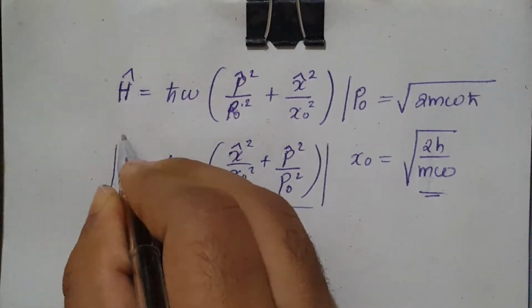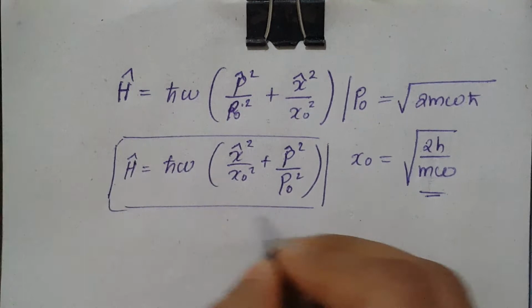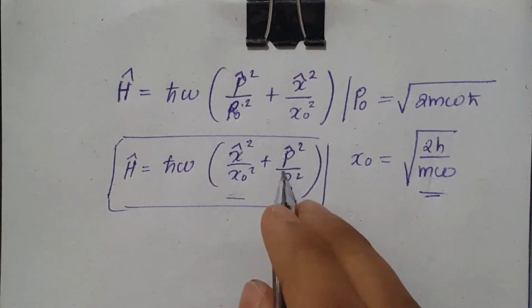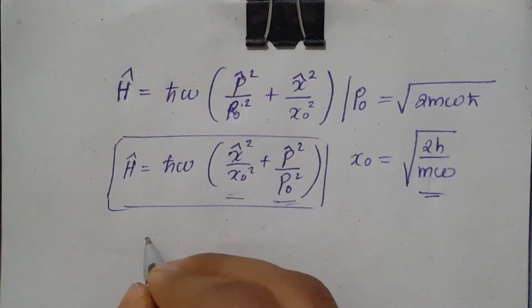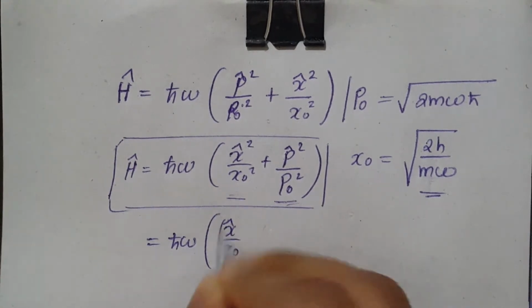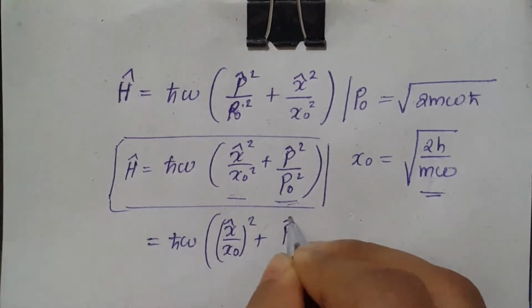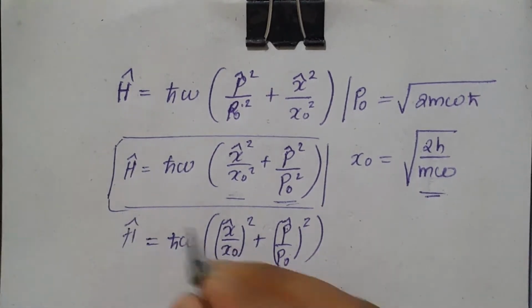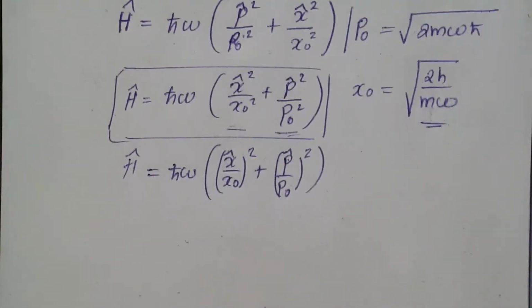Now we are going to look at this Hamiltonian. Inside the bracket we have the square of two terms, right? Maybe we can also write it as H cap is equal to h cross omega times (x cap by x naught) squared plus (p cap by p naught) squared. Okay, so this is our new Hamiltonian.